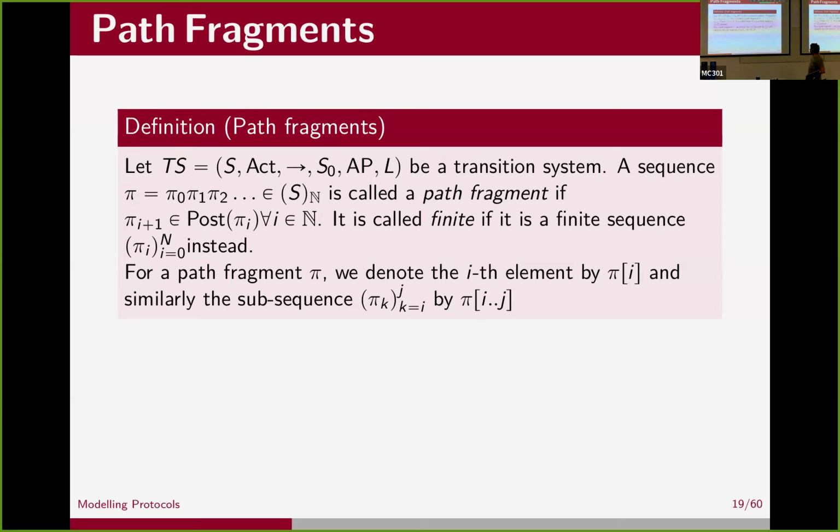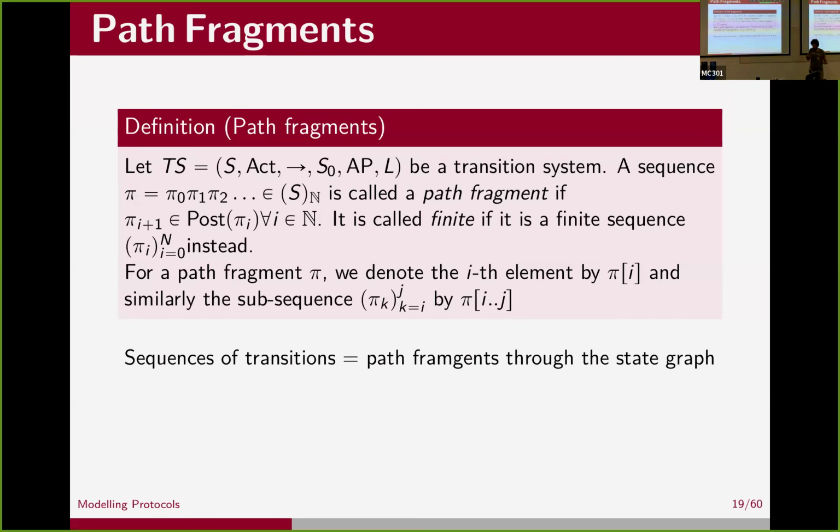If this is a finite sequence, not indexed by n, then I also call it a finite path fragment, and we'll use these angled brackets to talk about the ith element of the sequence, and also use this notation to talk about some subsequence of it. In a sense, these path fragments are just sequences of transitions that can happen in the actual graph. Calling this a path fragment suggests that there is a thing called a path. Correct, which is in the next slide.